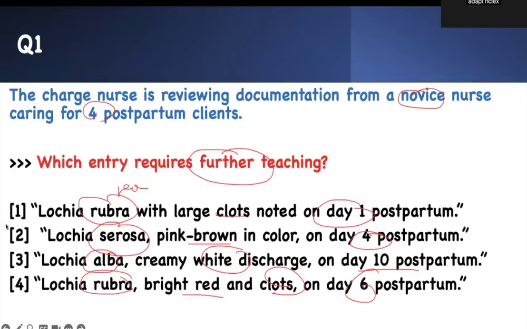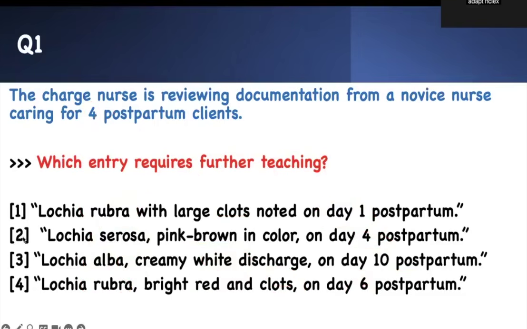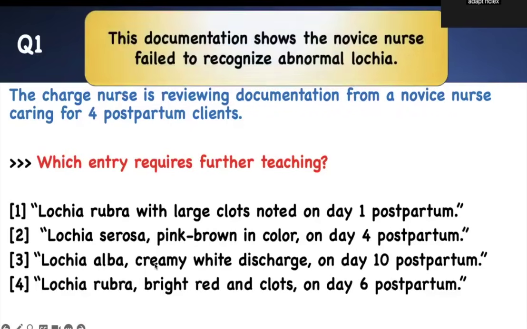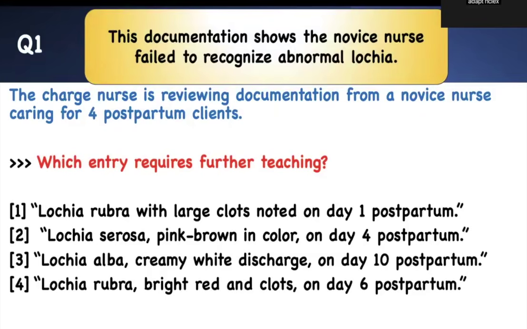What is the problem? The novice nurse documented something that should be taken care of in terms of bleeding. This is bleeding. You should not just document this, because actions need to be taken as soon as possible. She just documented it. This needs further teaching, that this patient was bleeding at that time. So what is the concept? This documentation shows the novice nurse failed to recognize abnormal lochia.